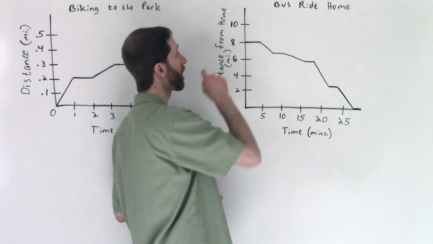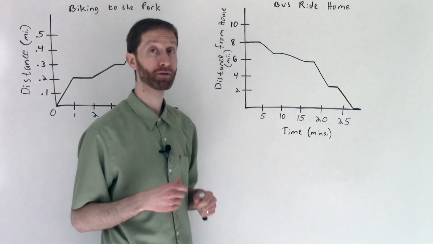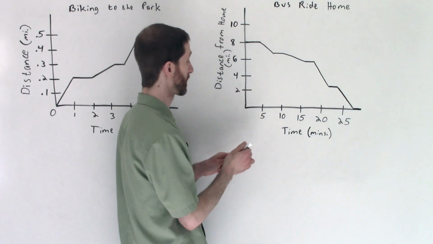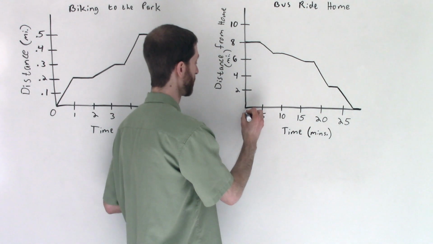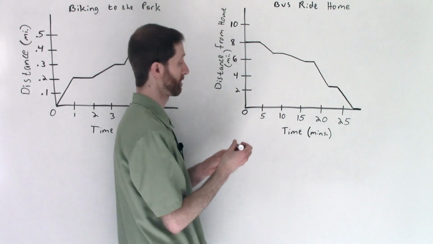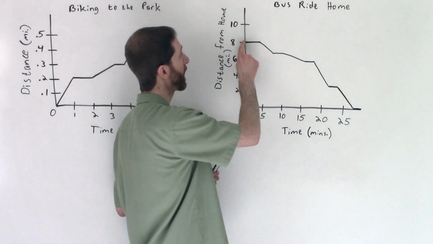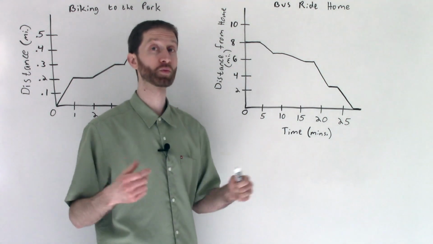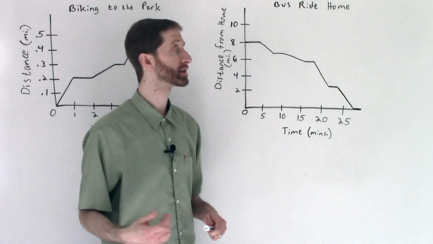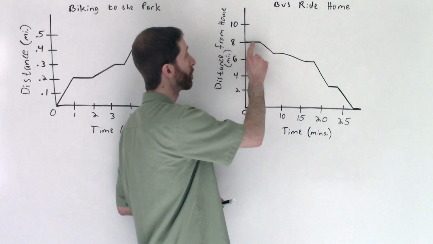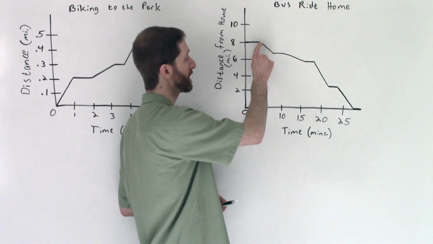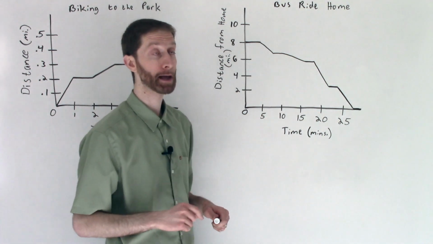But we start at 8 miles away from home. We know that because no time has gone by, and I guess I could put a 0 here. No time has elapsed and you're there. We get onto the bus and perhaps we're just waiting for the bus to take off. It's just waiting at school, waiting at the station, wherever it is. We know that we're waiting because no mileage has changed, yet 5 minutes have gone by.